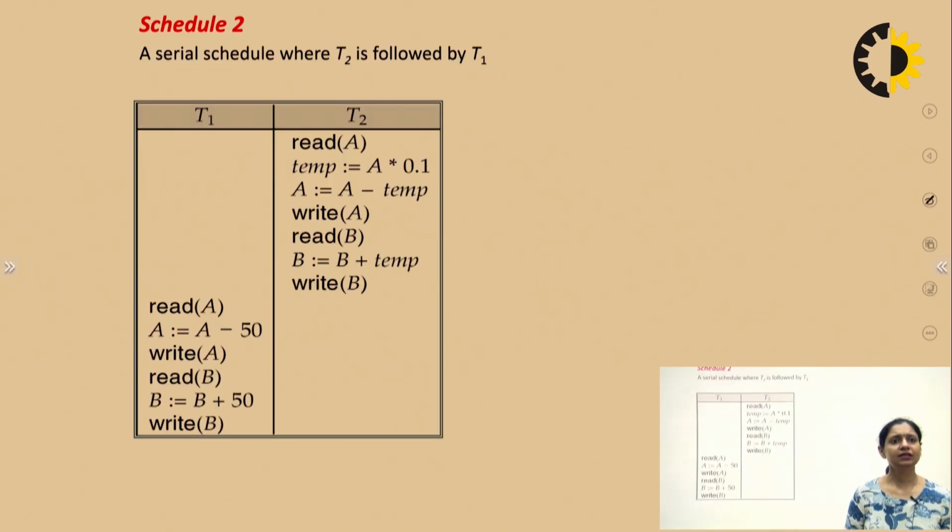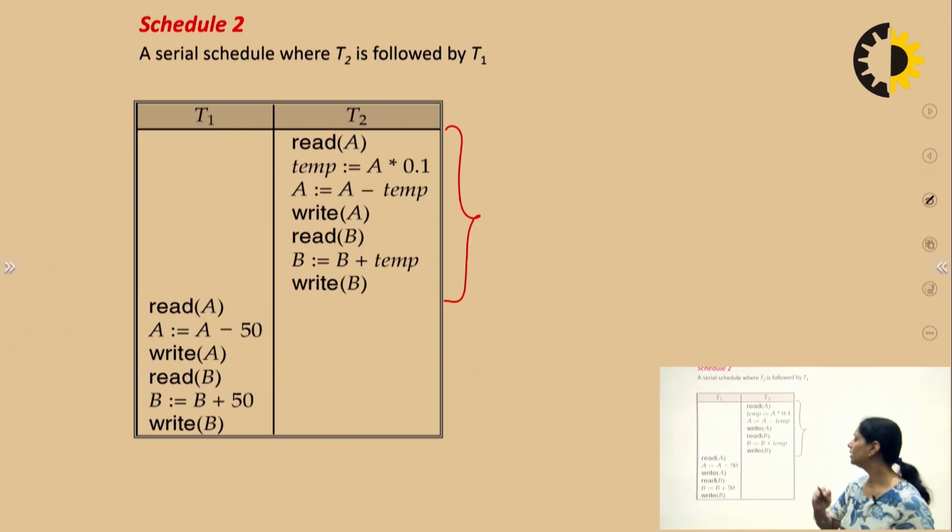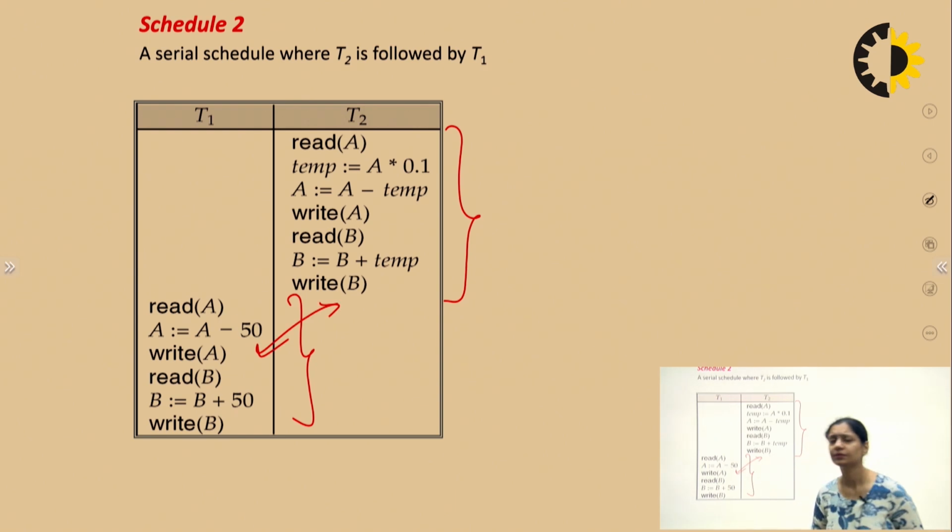In this case, it is just the opposite, where the instructions from T2 are executed first and then the instructions from T1. So this is also a serial schedule, where T2 is followed by T1. The reason is both are equivalent schedules. Reason being, these both are independent transactions.